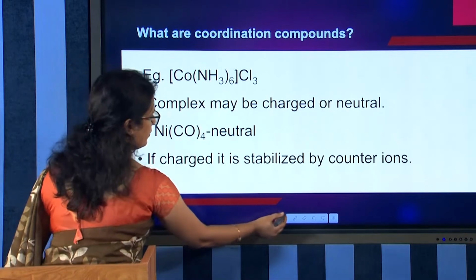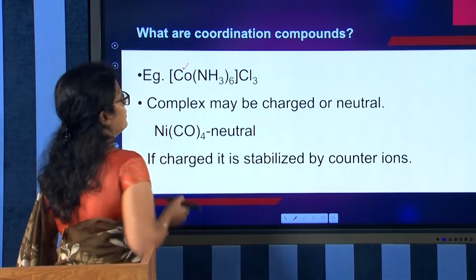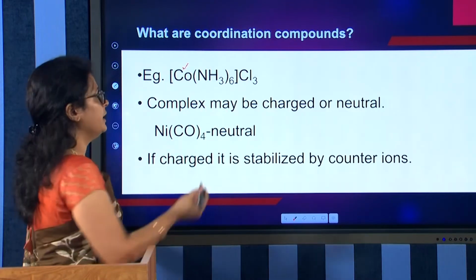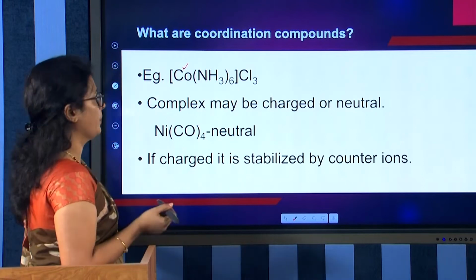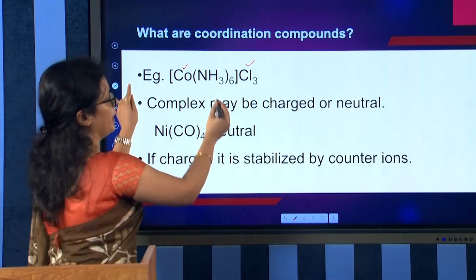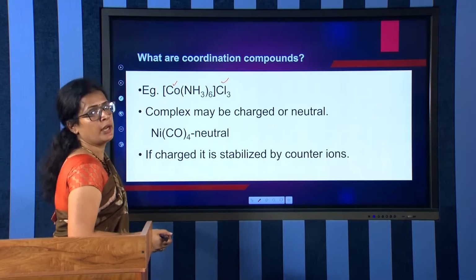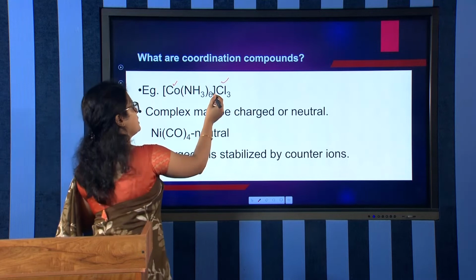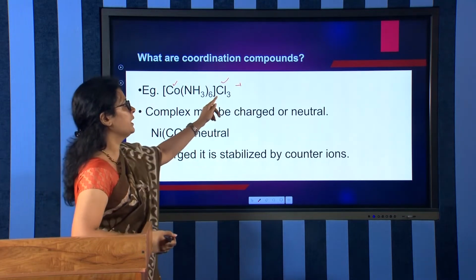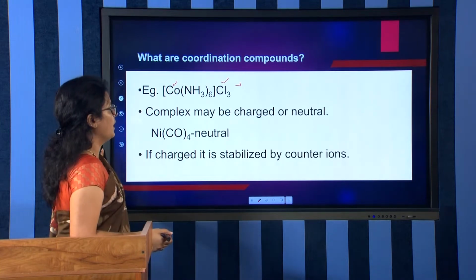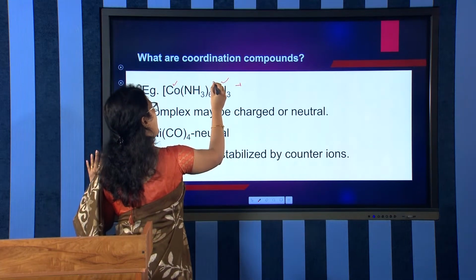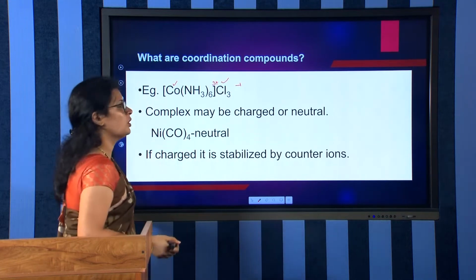In this complex, this is the central metal ion, and you have 6 ligands attached to the central metal ion. Here in this case it is the ammonia molecule. And you know that the chloride ions are outside the square bracket. These are the counter ions, because each chloride ion has a charge of -1. So, we have 3 chloride ions there, and you have the charge -3. To neutralize, you have to have the charge 3+ in the coordination sphere.